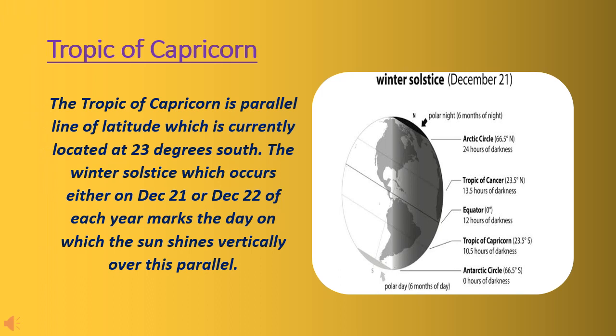Tropic of Capricorn. The Tropic of Capricorn is parallel line of latitude which is currently located at 23 degrees south. The winter solstice, which occurs either on December 21 or December 22 of each year, marks the day on which the sun shines vertically over this parallel.